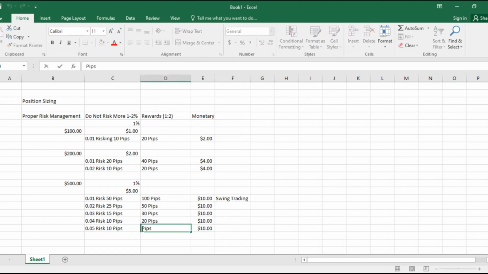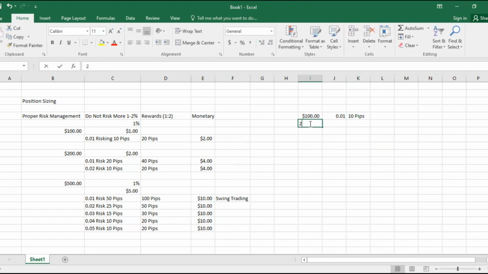So here as well, these are 20 pips, right? So you can see now, with an account, we can deduce this and say that with an account of $100, you can only use a lot size of 0.01. And then you risk 10 pips. Okay, this is the summary.